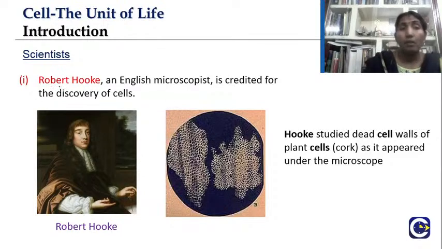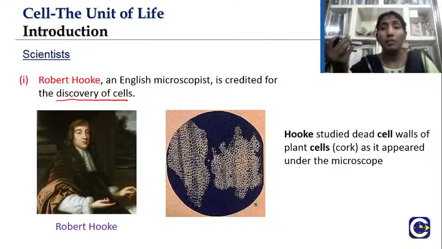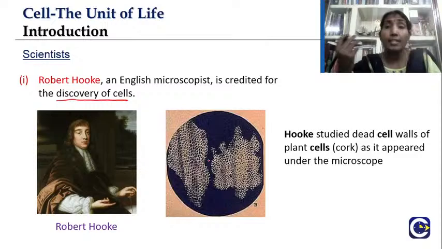So we have here a famous person, I hope you all know, none other than Robert Hooke. He is an English microscopist. He is credited with discovering cells. Yes, Robert Hooke, as you see here, took plant cells, that is the dead cell walls from a cork, and made them appear under the microscope.